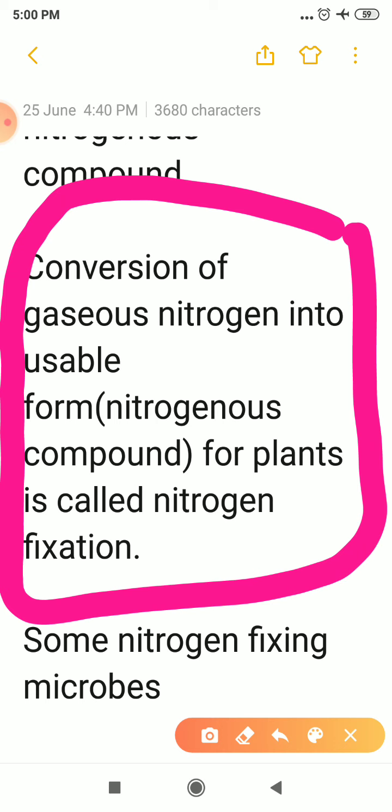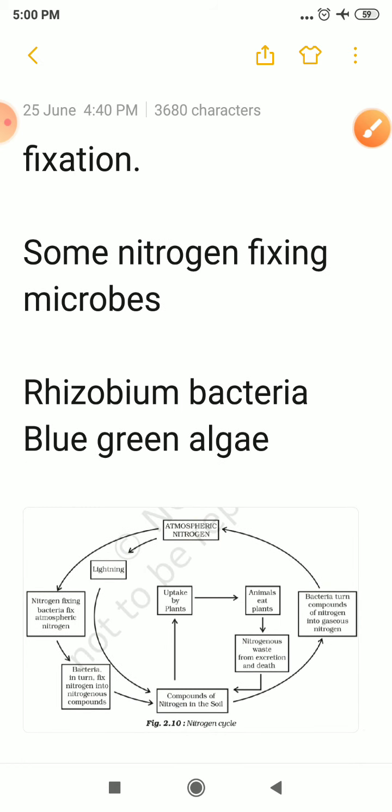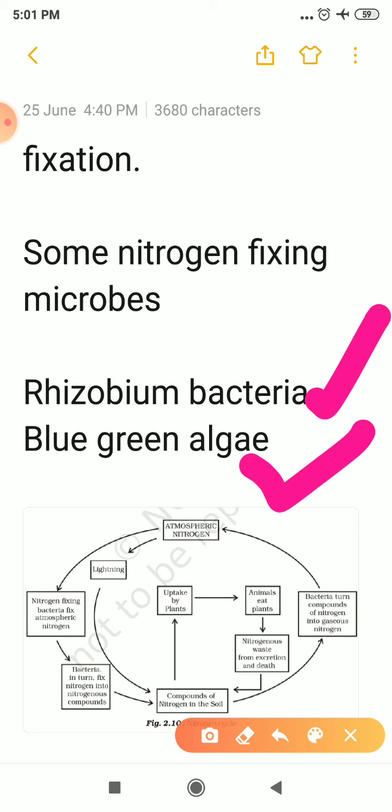And how is this nitrogen fixation done? Nature has made some mechanism. Due to that mechanism, this atmospheric nitrogen is converted into nitrogenous compounds and again back into nitrogen gas. Some nitrogen fixing microbes are rhizobium bacteria and blue-green algae. We have already learnt about rhizobium bacteria in earlier classes.